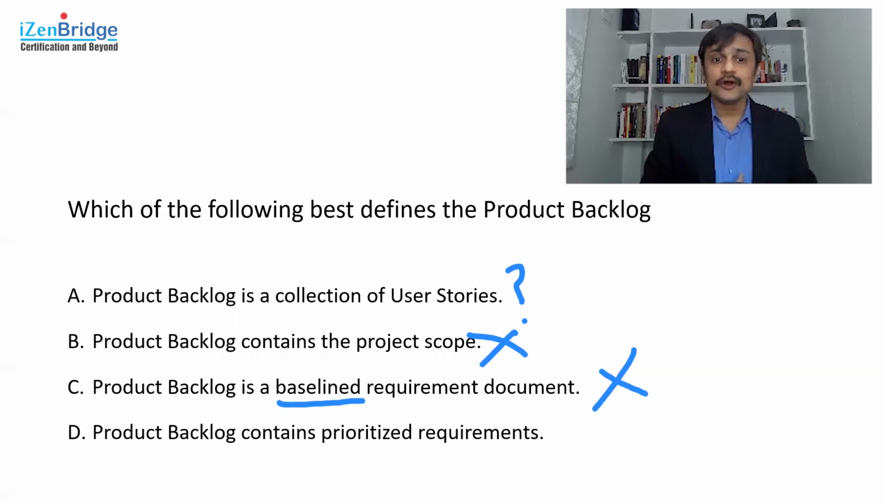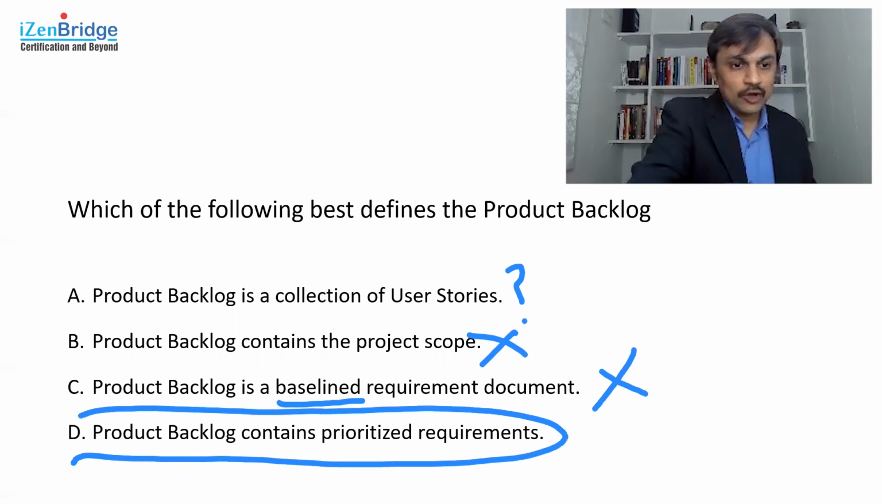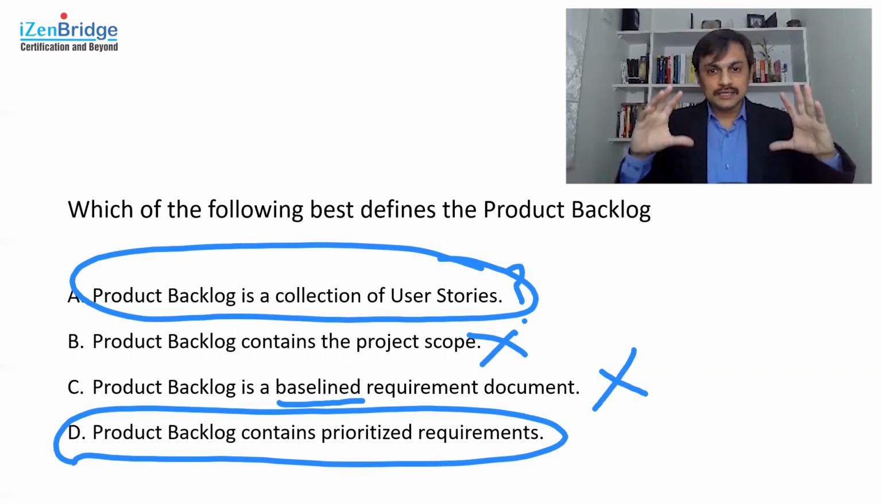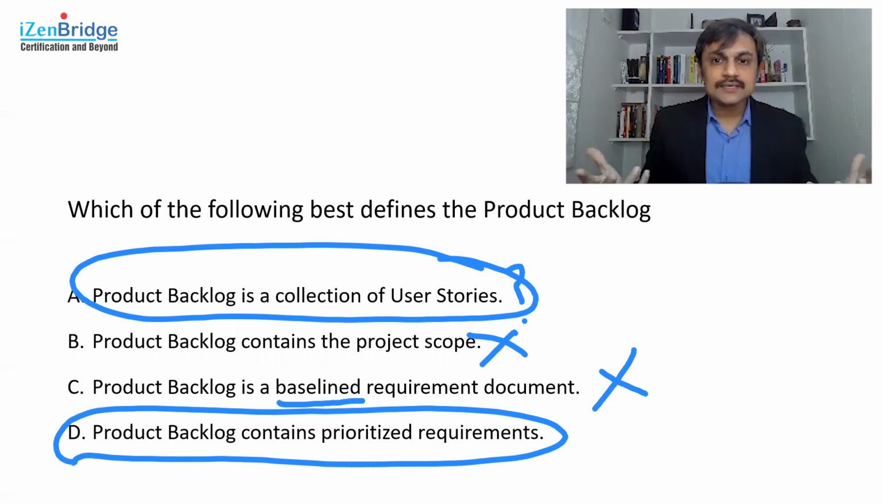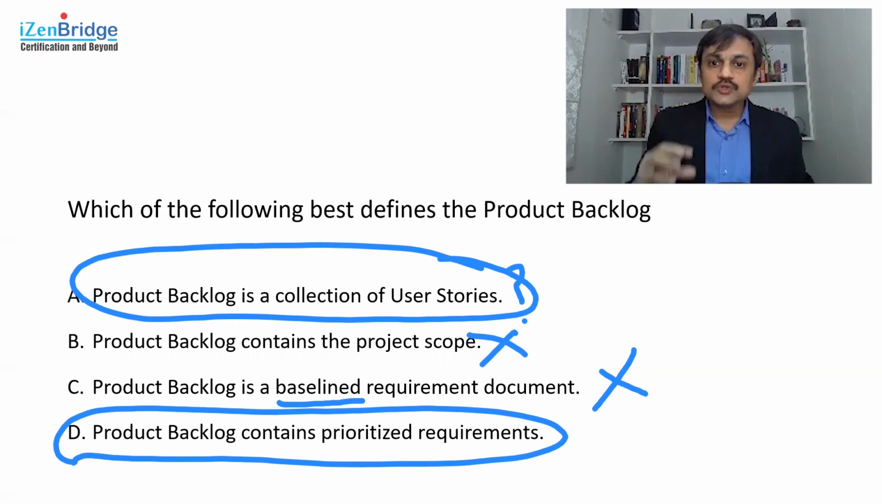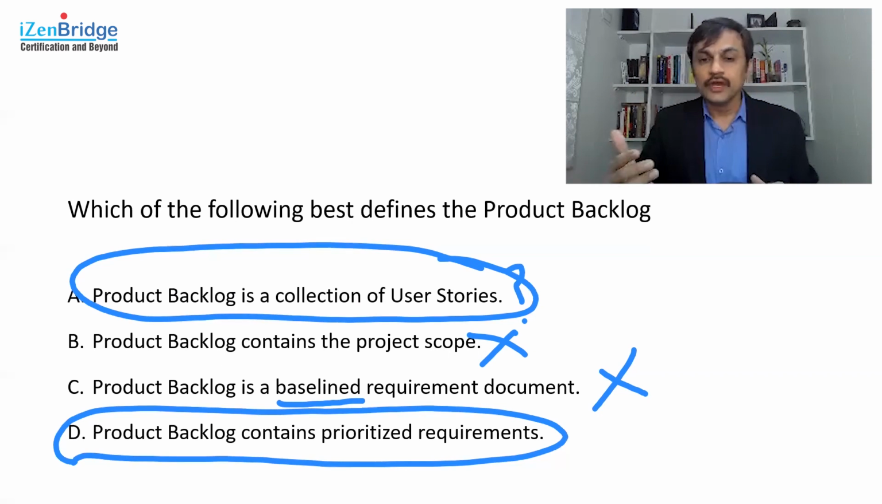The final option D, product backlog contains prioritized requirements. Now let's compare option D and option A. One of the assumptions many of you who are learning Agile make is that there has to be a user story in the product backlog. But in the Agile world, user story is one of the tools for exploring requirements incrementally. You can use other tools as well. So it's not a must to use user stories.